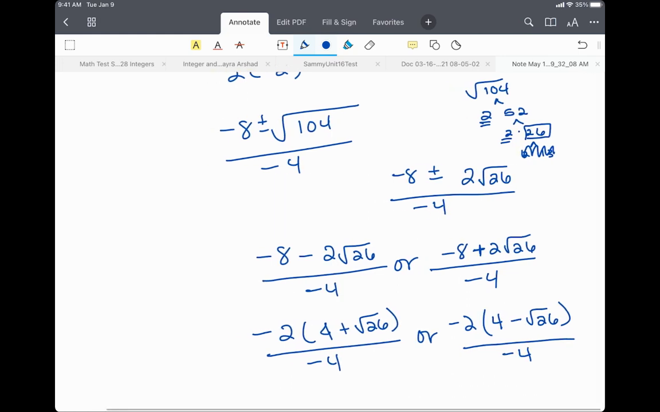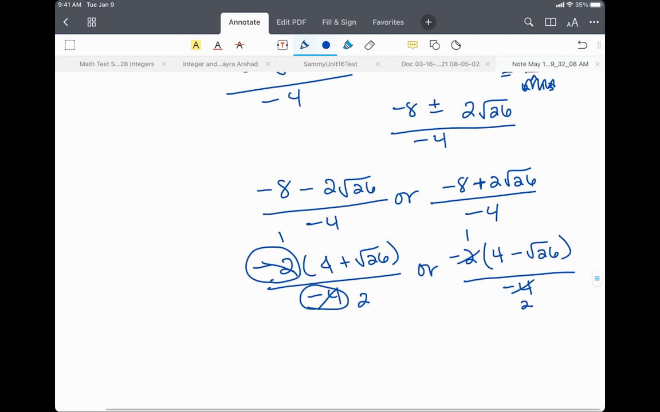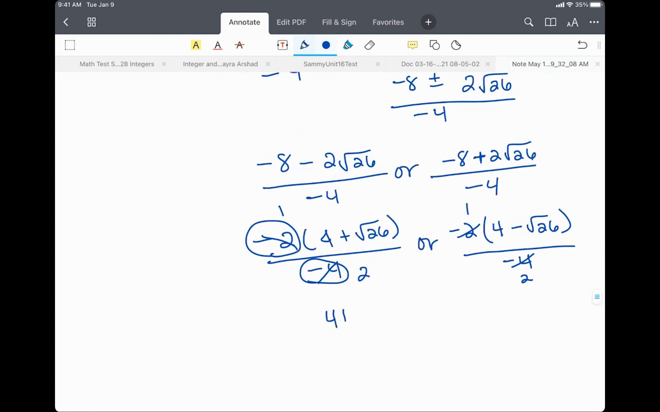And now I can simplify it even further because I know that the negative 2 and the negative 4 have negative 2 in common. So that cancels out and makes that a 1, and that cancels out and makes that a 2. So our final answer is 4 plus the square root of 26 all over 2, or 4 minus the square root of 26 all over 2.